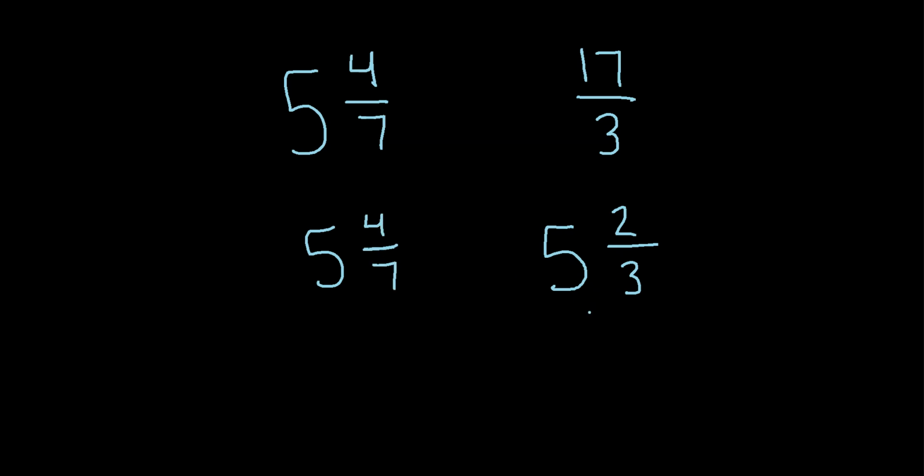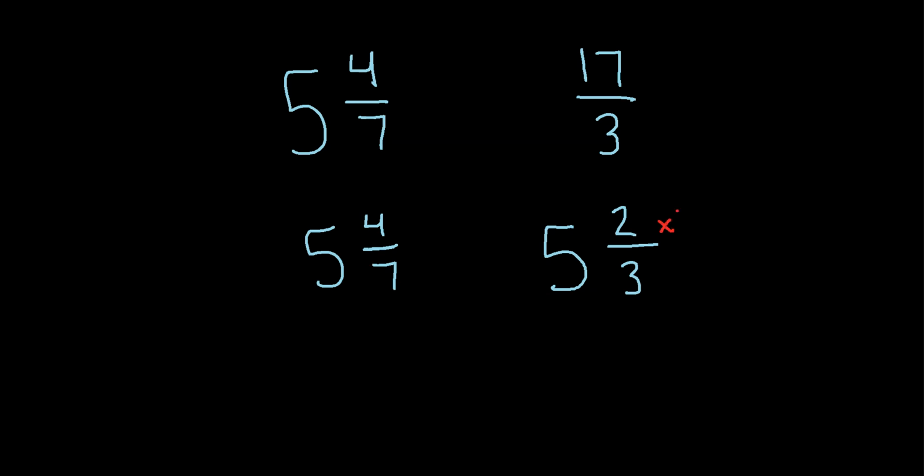Which one is larger? Well, when we're comparing mixed numbers, we first look at the whole numbers. Here we have a whole number of 5, and here we also have a whole number of 5. So their whole numbers are the same, so now we have to move on to the fractions. Which fraction is larger, 4/7 or 2/3? Well, that's not exactly obvious, but one trick that we can use is we can convert both fractions to have the same denominator.